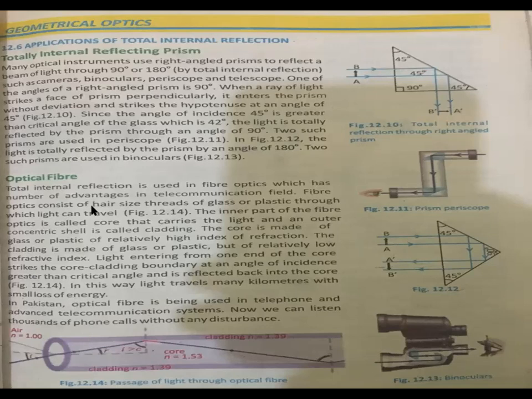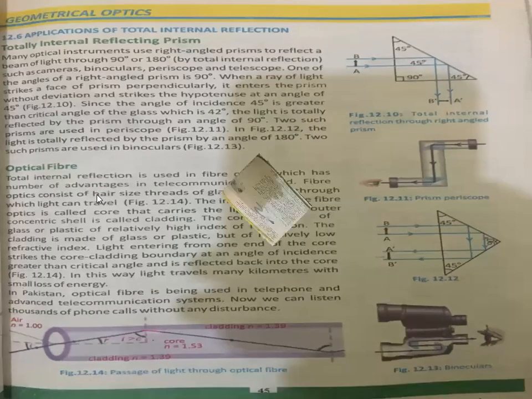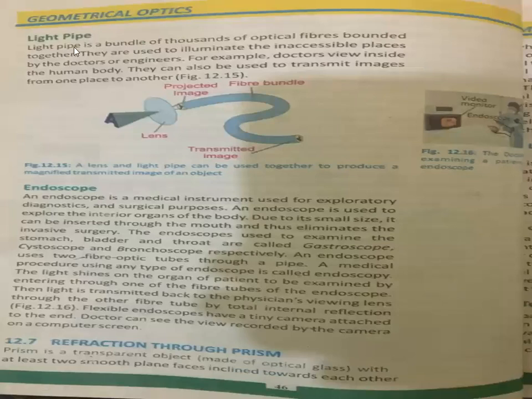Next is the light pipe. What is a light pipe? I will explain it to you. This is on page number 46 of your 10th class textbook. Light pipe is a bundle of thousands of optical fibers. In a light pipe, we use a bundle of thousands of optical fibers.